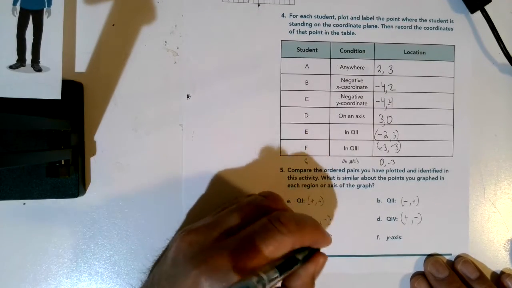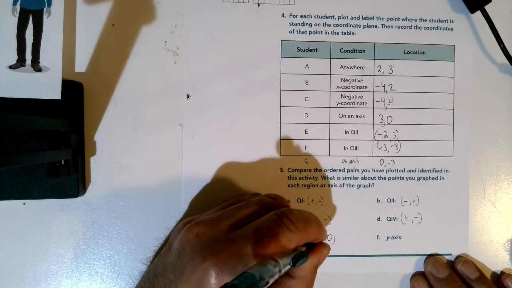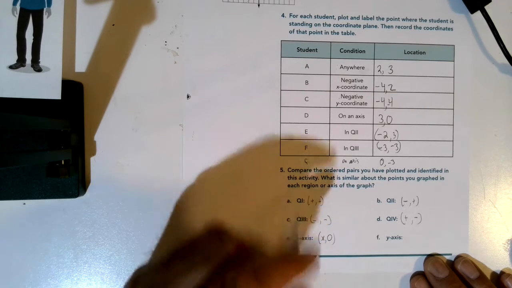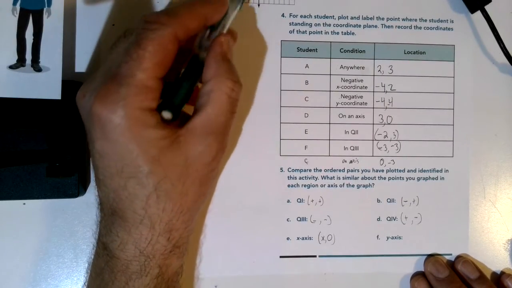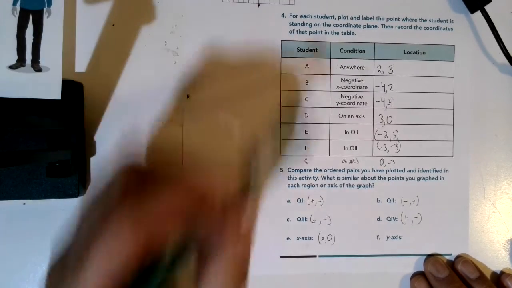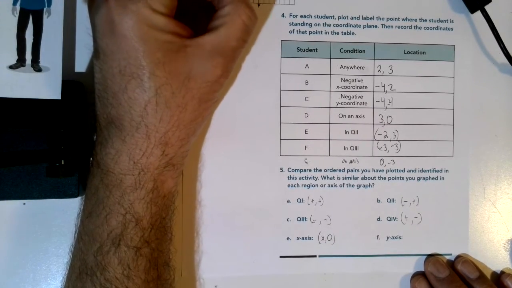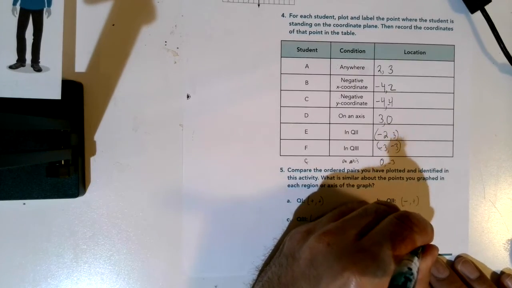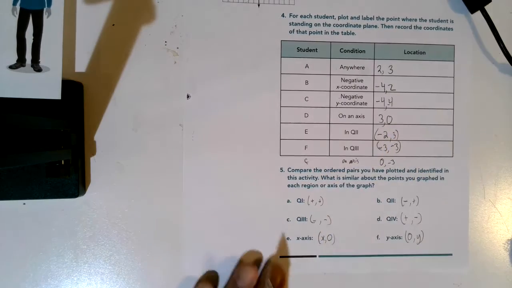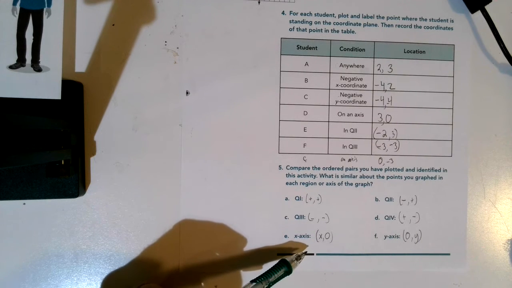So it can be x, comma, y. X, comma, 0. So if we're on the x-axis, y has to be 0. And if we're on the y-axis, x has to be 0. So we're staying on this line here. So it's 0, comma, y. Now these 6 rules will always tell you where you are on a 4-quadrant plane.